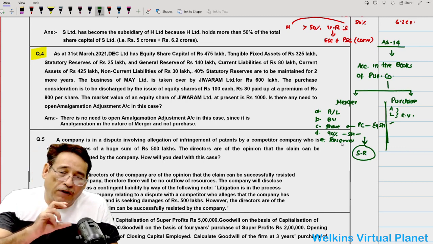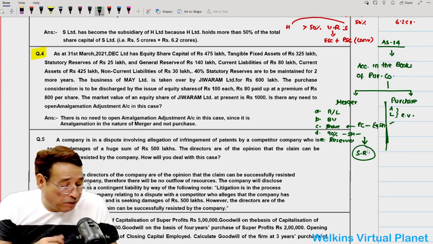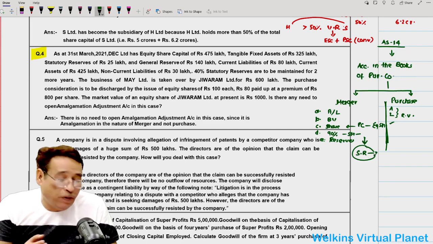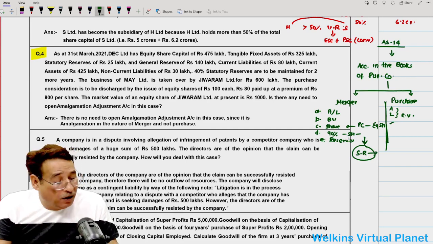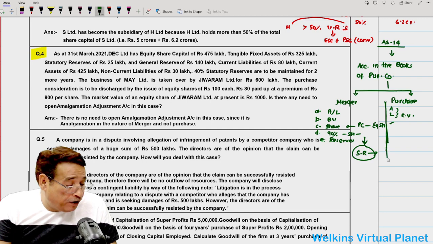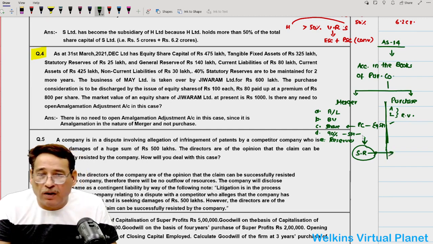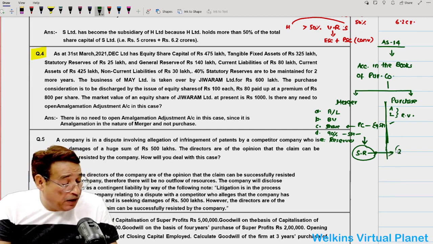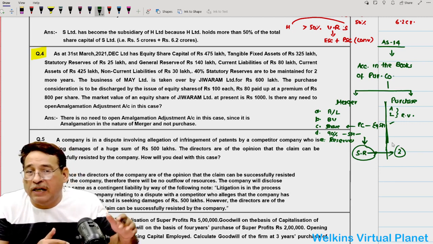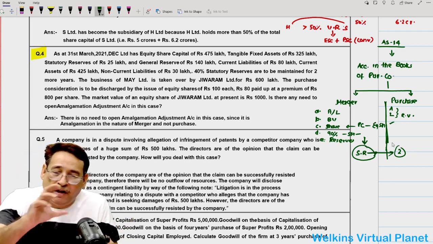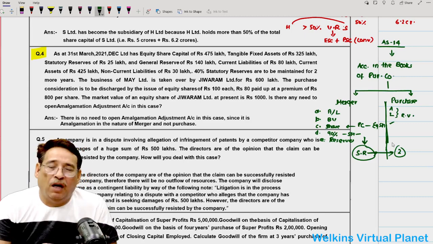Now, because out of 10 years, 8 years have gone by, statutory reserve still should be maintained for 2 more years, correct? So the company which is taking over will now be under a mandate to maintain this reserve for at least the next 2 years, so that the 10-year period gets elapsed.